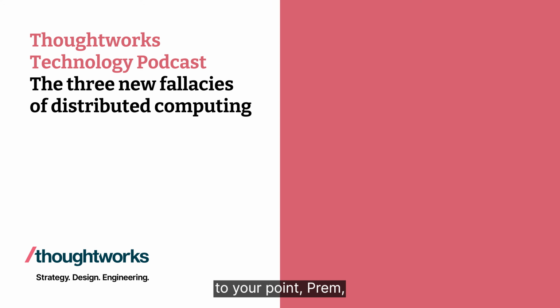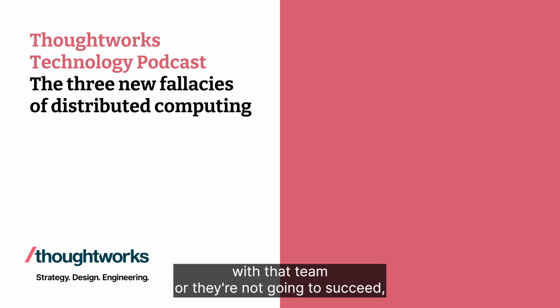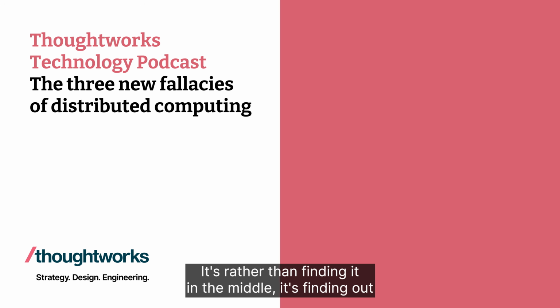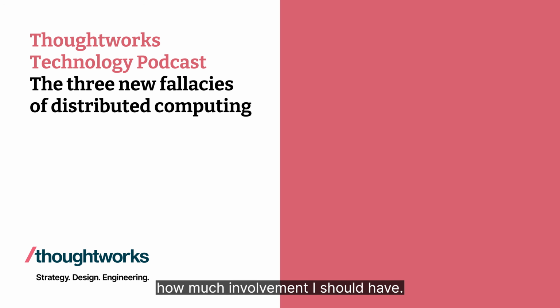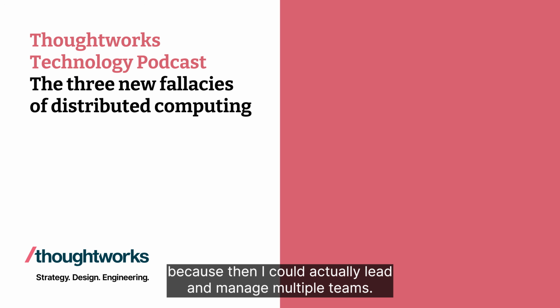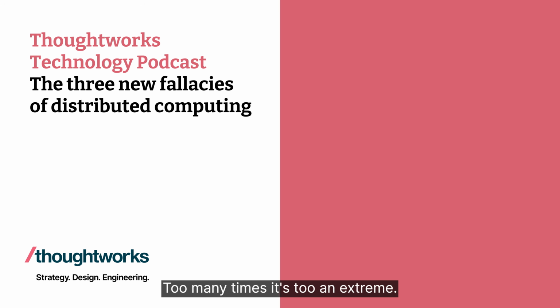To your point, Prem, it may point all the way over to control freak, which means most of my day better be with that team or they're not going to succeed. Yeah. And so rather than finding it in the middle, it's finding out how much involvement I should have. Hopefully it's in the middle. That would be perfect, because then I can actually lead and manage multiple teams. But too many times it's to an extreme. And it's also about modulating that.